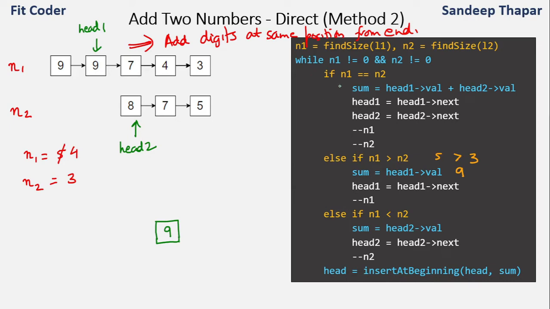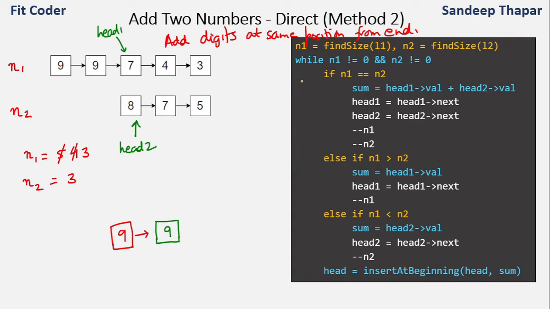In the next iteration, we again check if n1 is equal to n2. So n1 is 4 and n2 is 3. So we come to the first else, and here we check 4 is greater than 3. So this is true. So sum becomes head1 val. So sum becomes 9, and now head1 moves to the next node. So head1 comes here, and then we decrement n1. So n1 becomes 3. And we insert a new node at the beginning with the value 9.